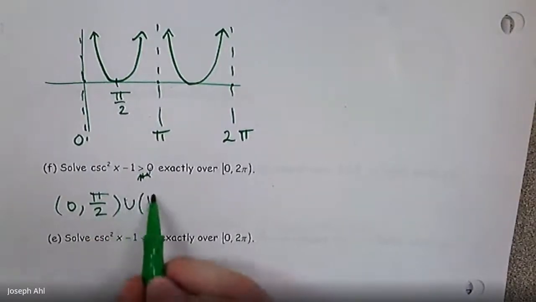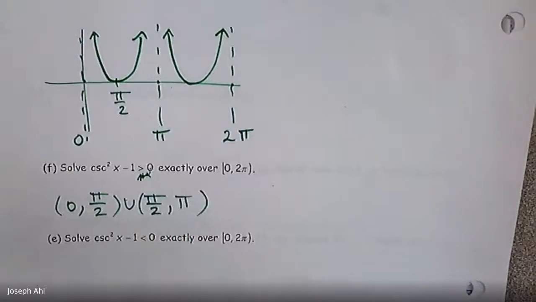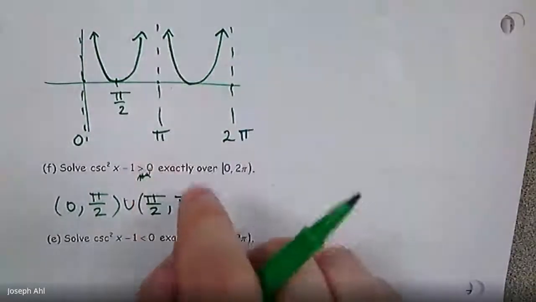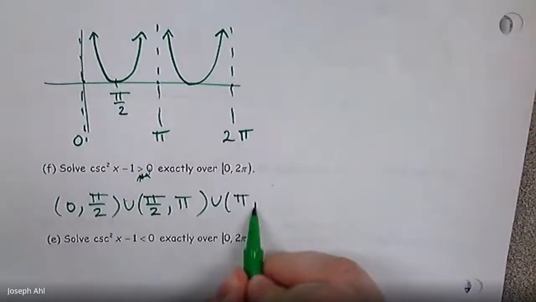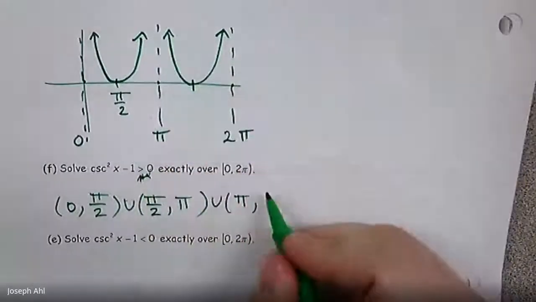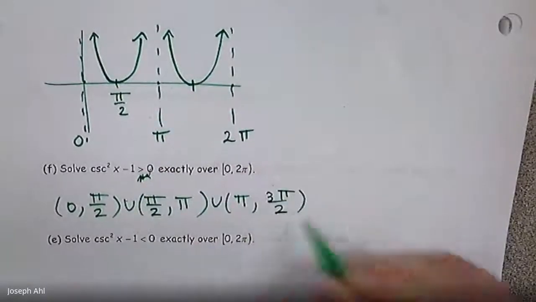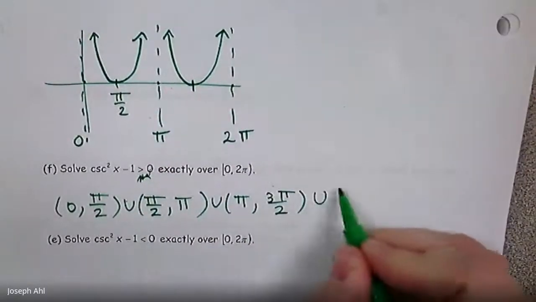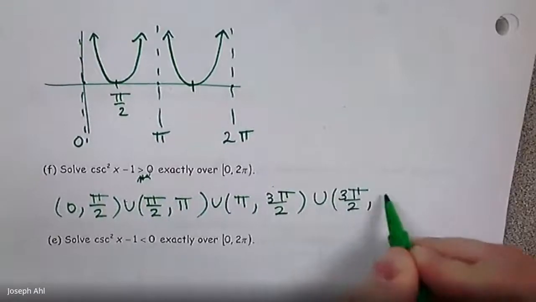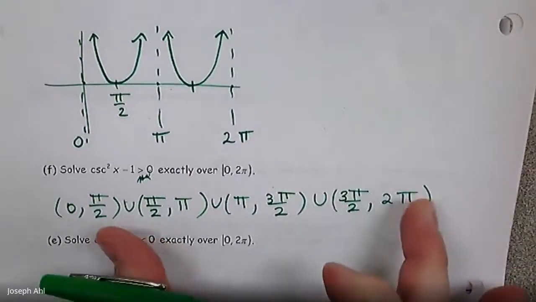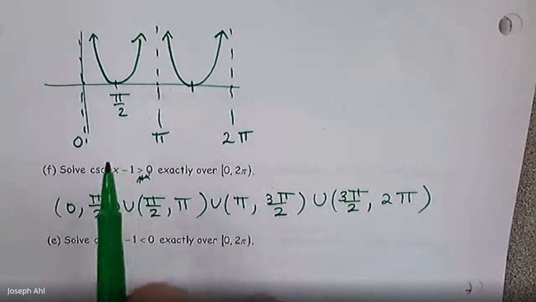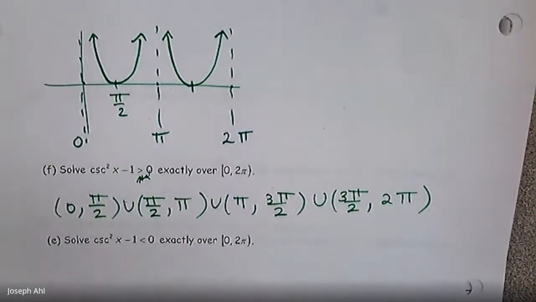But then everything from pi over 2 to pi is still greater than 0. It's above the x-axis. All right, then we got to jump over the asymptote at pi, where everything up until 3 pi over 2 is still positive. But I don't want to include 3 pi over 2. And then finally, we stop at 2 pi over here. So this very long solution set is where this function is greater than 0.